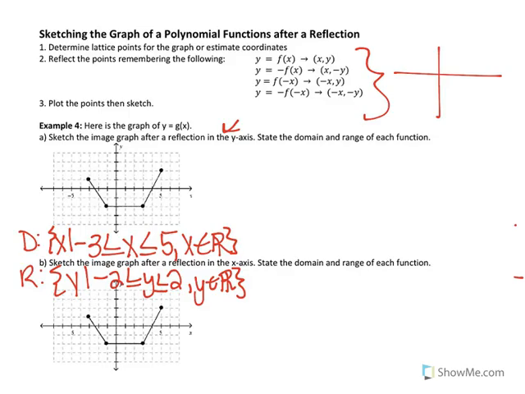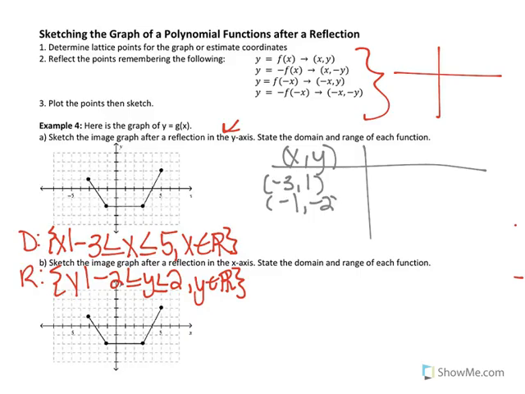Okay, so let's change these up. So we're going to go x, y. So let's plot our points out first. So we have -3 and 1. We have -1 and -2. 3 and -2, and 5 and 2.